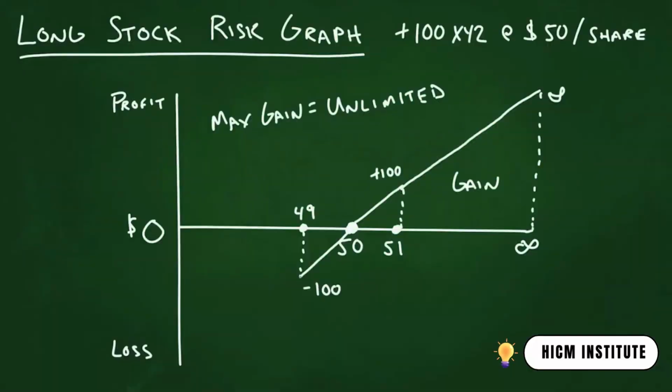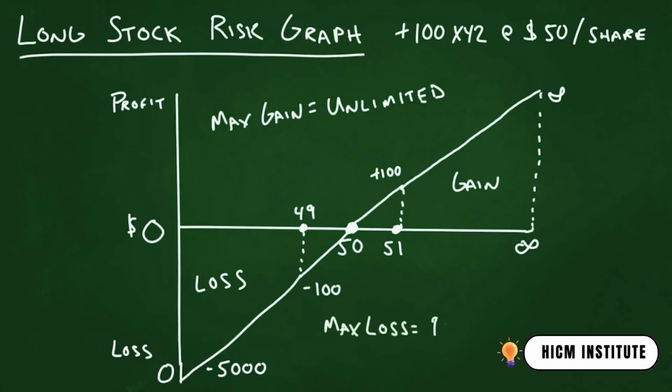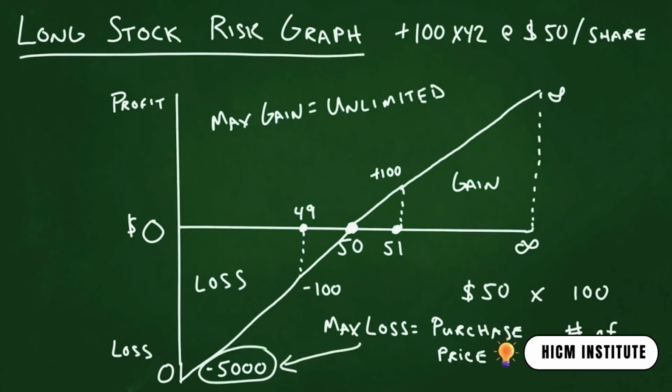Now, what's the most we can lose on shares we own? Well, it's technically what we paid for the stock times however many shares we own. So if we drew this all the way down to zero, we know that the max loss we would have on the stock position is $5,000, which once again, our max loss equals our purchase price times the number of shares we own, which is 50 times 100, and that's how we arrive at a potential max loss of $5,000.